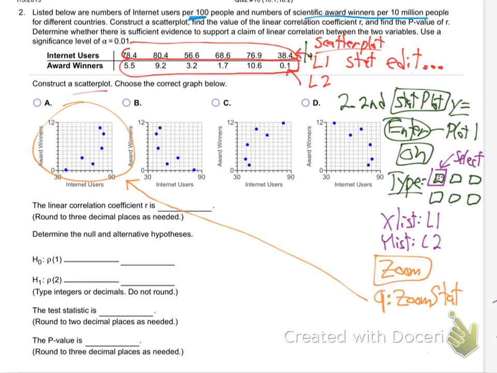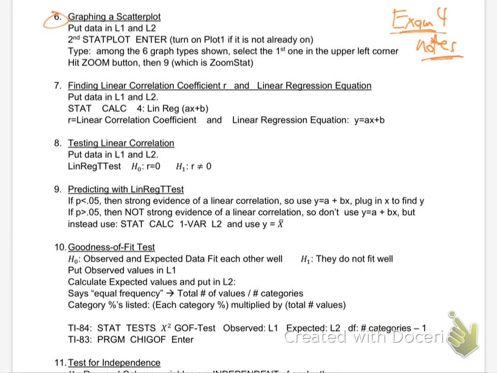Now we're doing the linear correlation coefficient, R. How do we get that? Back to the exam 4 notes. Here we go. Finding the linear correlation coefficient R. Put the data in L1 and L2. We've already got that. Hit Stat, Calc, and choose 4. So hit Stat, go over to Calc, and go down to 4, which is linear regression. Hit Enter a couple times, and you'll get your R value when you do that.